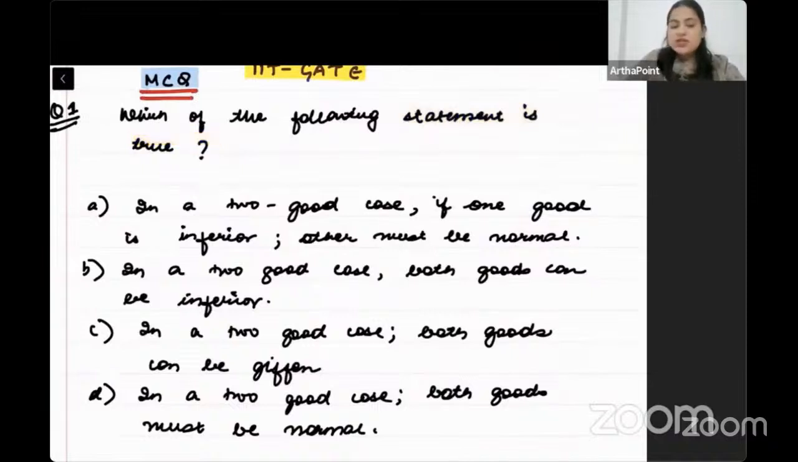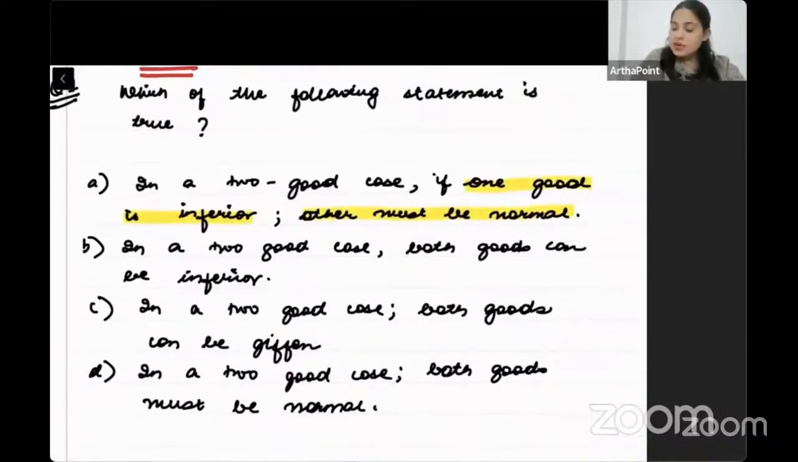The first one is, in a two good case, if one good is inferior, the other must be normal. The second statement is, both goods can be inferior. The third statement is, both goods can be given. And the fourth statement is, both goods must be normal goods. So take a minute, answer this question, and then I will answer it.